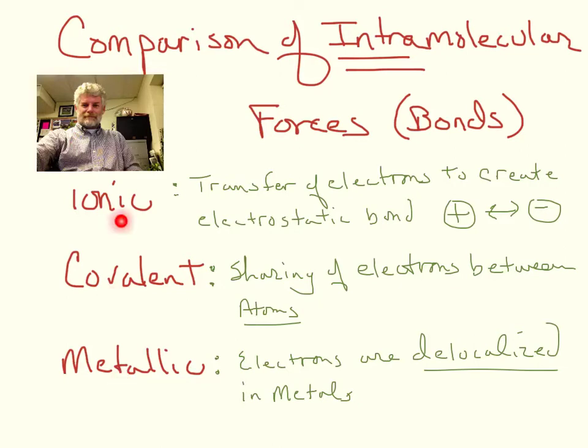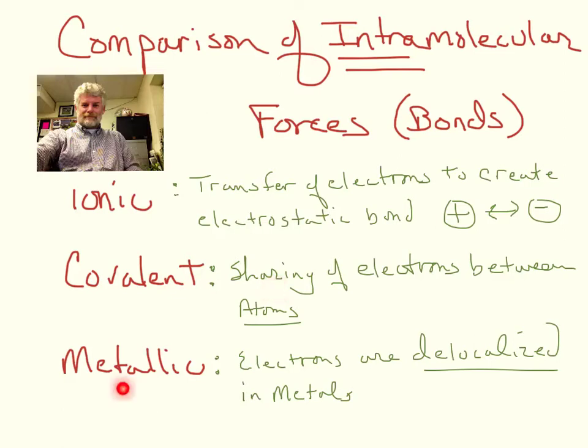Ionic, if you remember, we have valence electrons that are being transferred. Typically a metal gives electrons to a nonmetal, creating a positive ion and a negative ion, and the ionic bond is this attraction here. Covalent, you have two atoms that really don't want to give up electrons, and so they share them. This usually happens with nonmetal atoms, but we'll get to that.